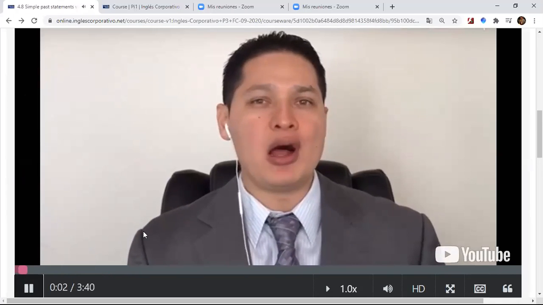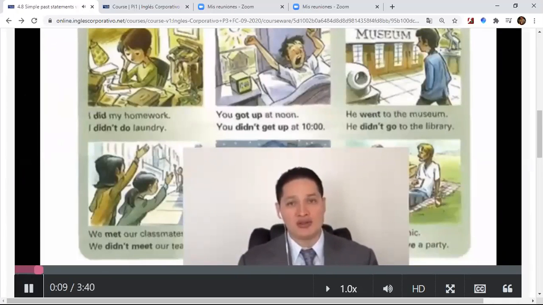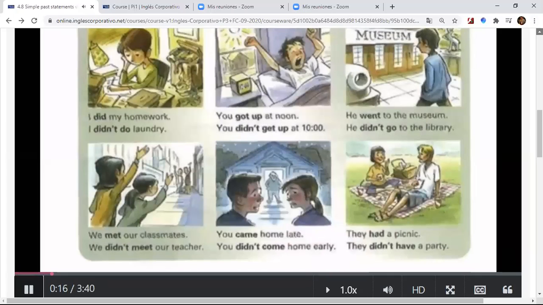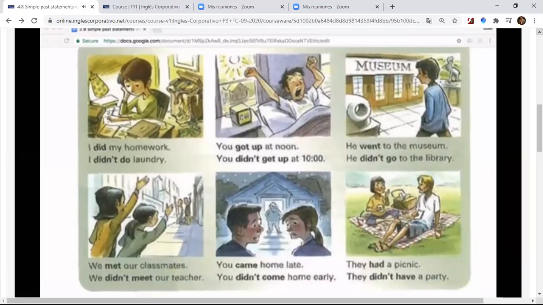In this class, you learn to form positive and negative statements using irregular verbs. Let's get started by listening and practicing these statements in the past using irregular verbs. Simple past statements, irregular verbs. I did my homework. I didn't do laundry. You got up at noon. You didn't get up at 10 o'clock. He went to the museum. He didn't go to the library. We met our classmates. We didn't meet our teacher. You came home late. You didn't come home early. They had a picnic. They didn't have a party.